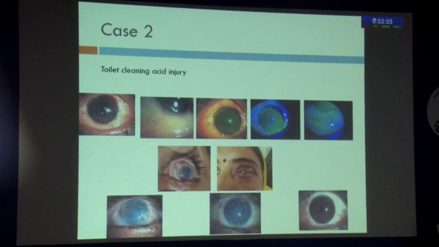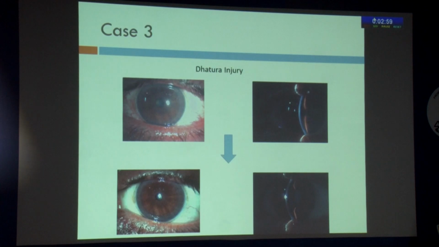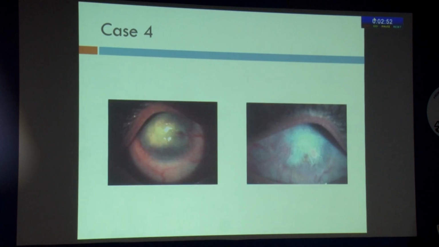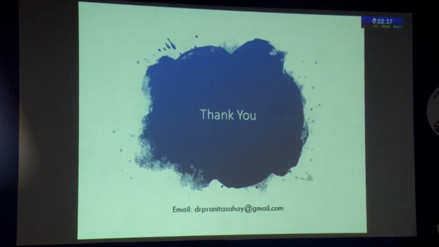This case we have already seen. This lady had an injury with a toilet cleaning acid. Now this is an interesting case of Dhatura injury. The patient developed corneal edema and endotheliitis, and was well managed with only topical steroid and cycloplegic therapy. This is a case which had a grade 6 injury; despite the best management, it ended up with corneal scarring, and in such cases, surface reconstruction with limbal stem cell transplant and keratoplasty later is required for optimal treatment.